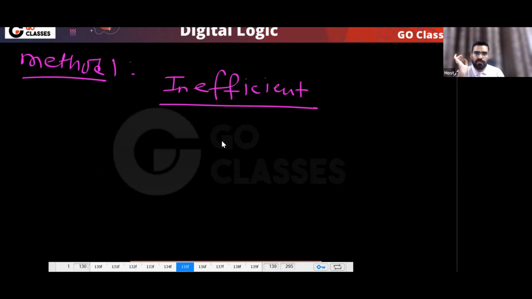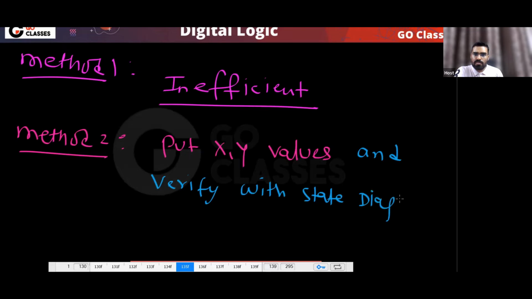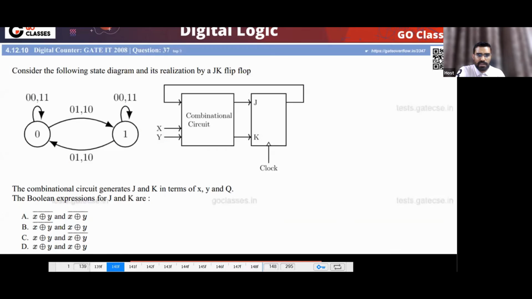So we can do other analysis. So don't do this. What is method 2? Method 2 is just check. Just put values and check it out. So method 2 means put x comma y values and verify with state diagram. Let's see this method. So now I'm going to use another method. See, very simple.